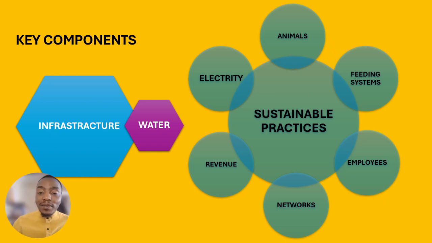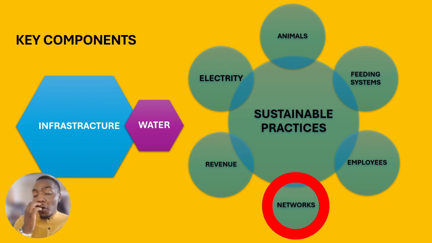Next up, we have networks. These are your connections, and they include the suppliers. So these are the people that are going to be supplying you the things that you need to be able to make sure that the farm is operating as it should. And also we have buyers who are going to be buying the goods from you, and those can include the local markets. Now, having a good network can mean that your farm is able to be sustainable.